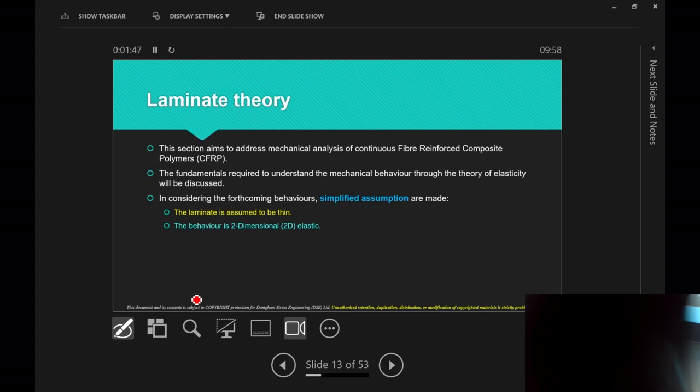But it is still possible using finite element analysis methodology. We also assume that the behavior is two-dimensional and elastic. Composites rarely experience inelasticity. It becomes essentially like a spring. You pull it, it goes back linearly.